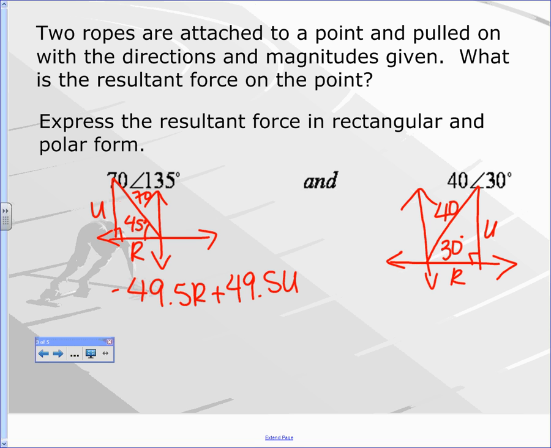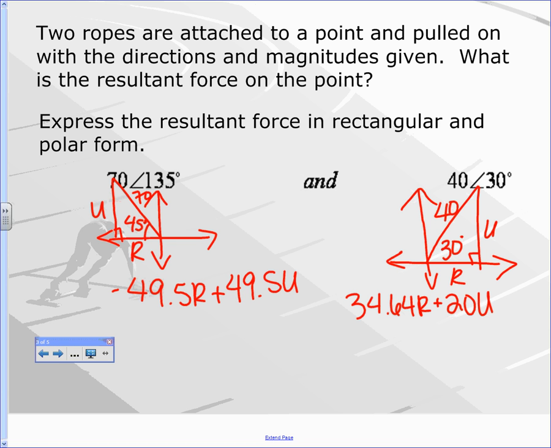Decimal form. Do you agree with that first vector? Yes. Okay. Any questions on those two parts?